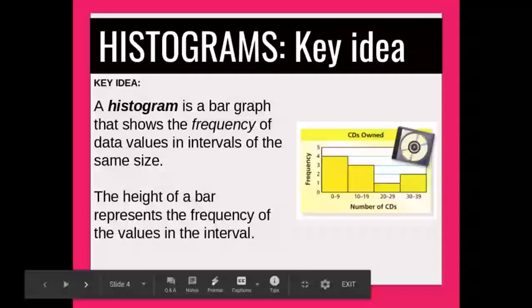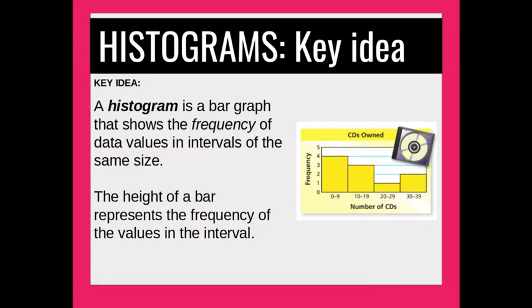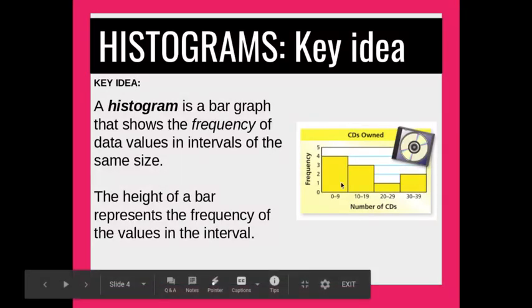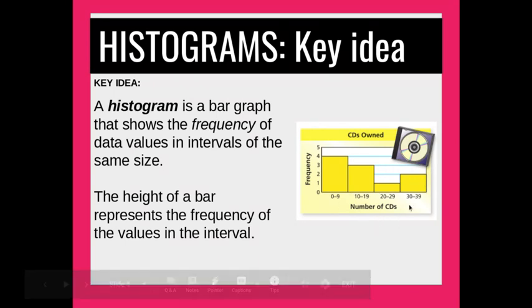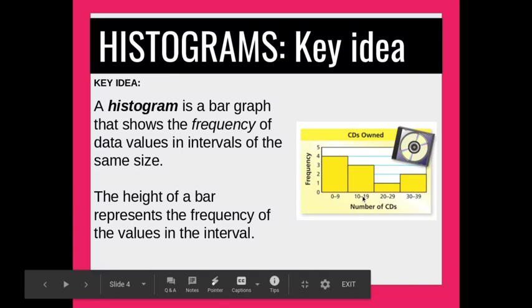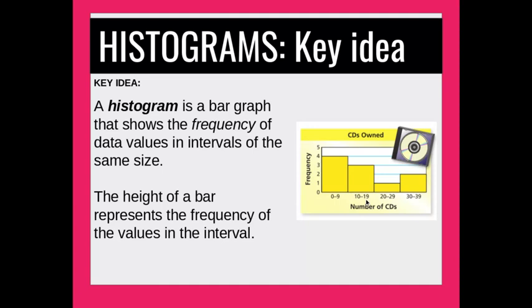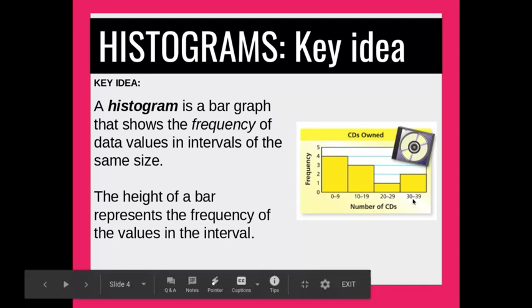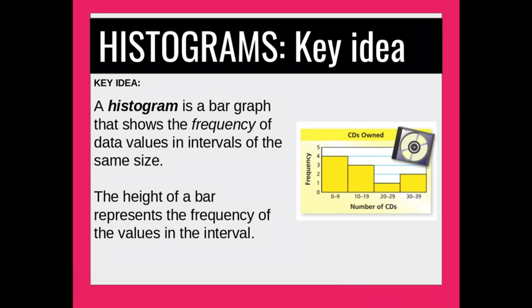The key idea: a histogram is a bar graph that shows the frequency of data values in intervals of the same size. So notice here we have CDs owned, and the number of CDs is our interval. Notice each of them is going by 10. 0 through 9 is 10. 10 through 19 is 10. 20 through 29, 10. And 30 through 39, 10. It's very important that you have the same size intervals.